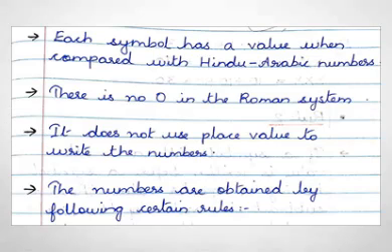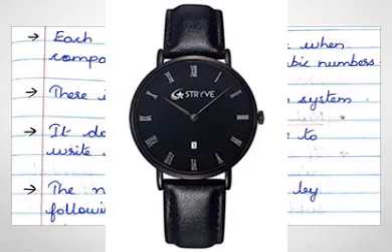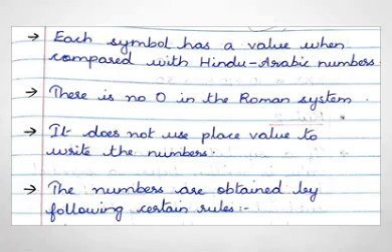There is no 0 in the Roman system. It does not use place value to write the numbers. The Roman numbers are still being used in clocks and watches, denoting the hours and the minutes, or in denoting the chapters of a textbook. These numbers are obtained by following certain rules.